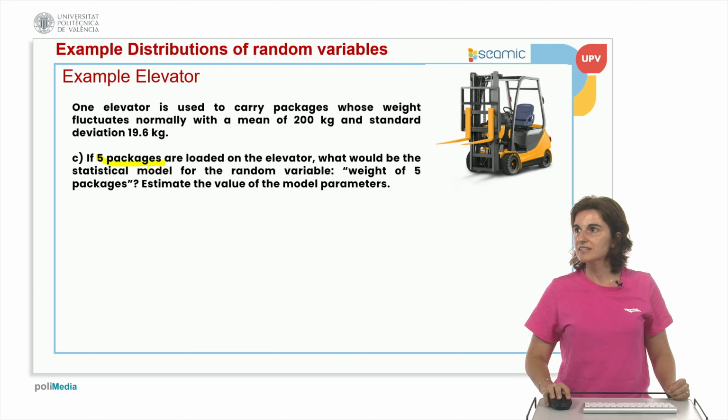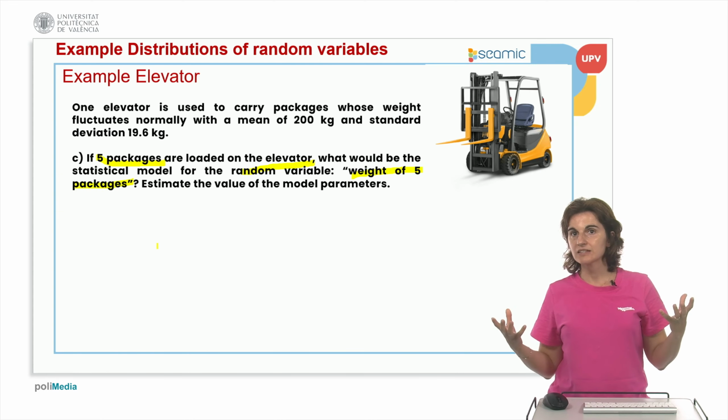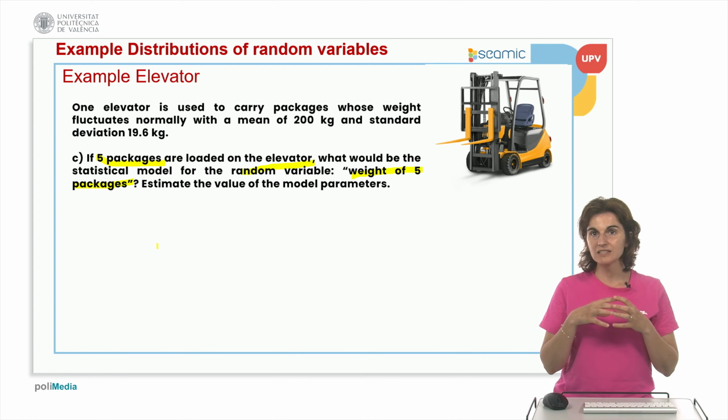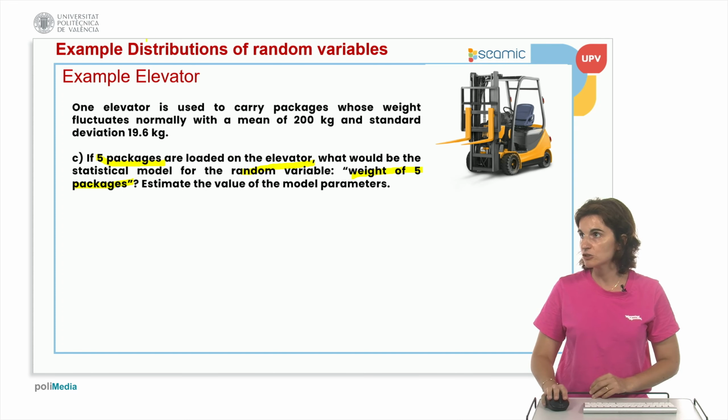So what would be the statistical model for the random variable weight of 5 packages? What we need to do is build a new variable that's composed of 5 packages. And remember that each package had its own distribution, which was normal, and it has 2 basic parameters, which were the mean and also the standard deviation.